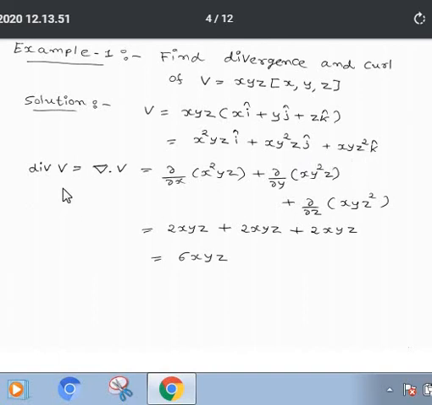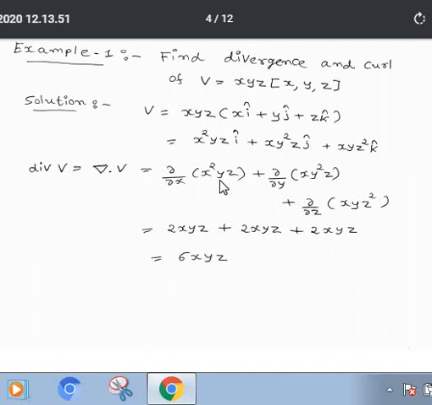Now we have to find out this divergence. So divergence of v, that is the dot product of nebula and v. So as per definition, del by del x of x component of v plus del by del y of y component of v plus del by del z of z component of v.